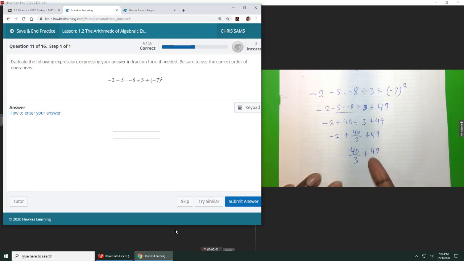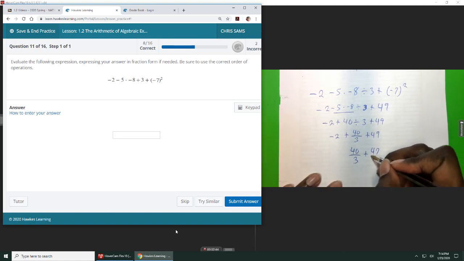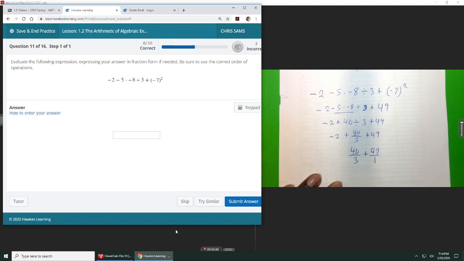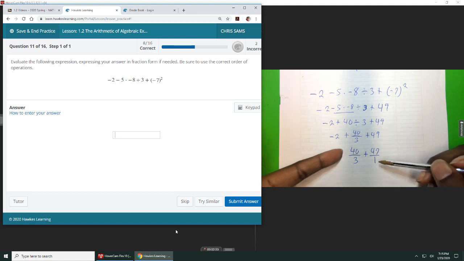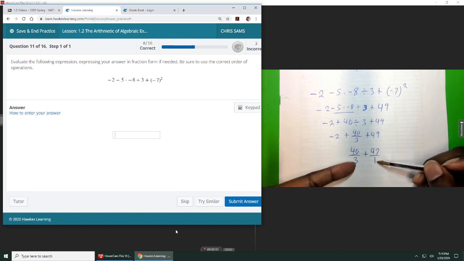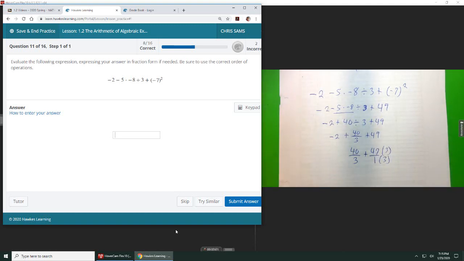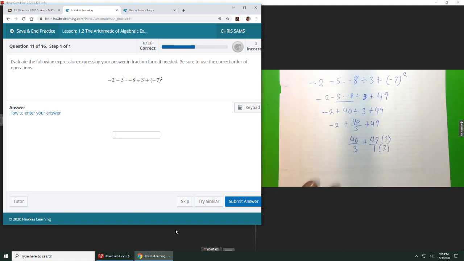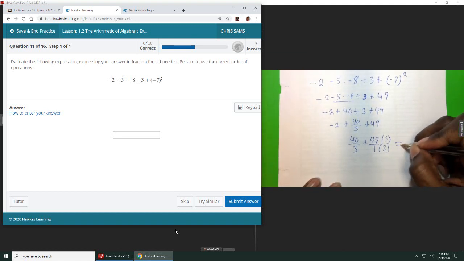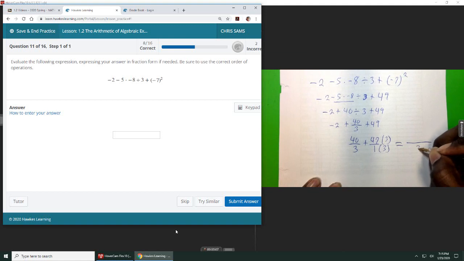Well, 47 doesn't have a denominator, so I'm going to give it 1. It's just understood to be a 1. Take any whole number, make it a fraction by putting 1 under the bottom. And then to get it to be the common denominator, the least common multiple between 1 and 3 would be 3. So you multiply top and bottom by 3. And then this will give us a common denominator of 3 on the bottom.